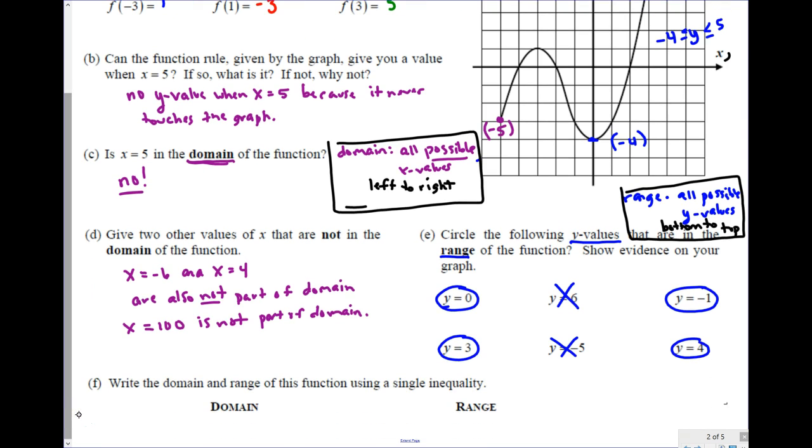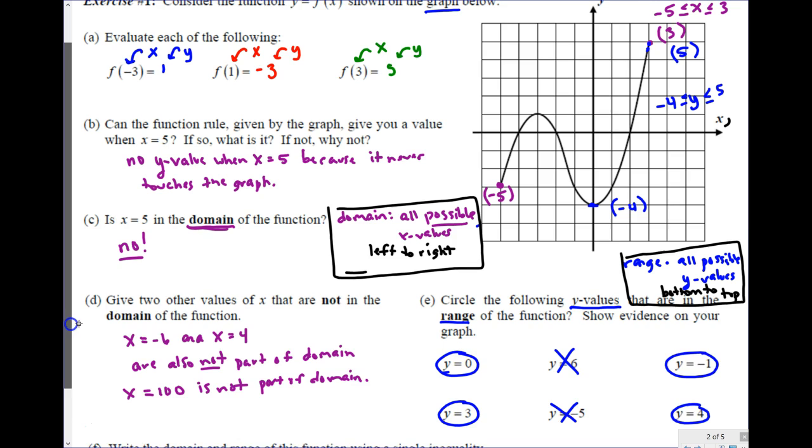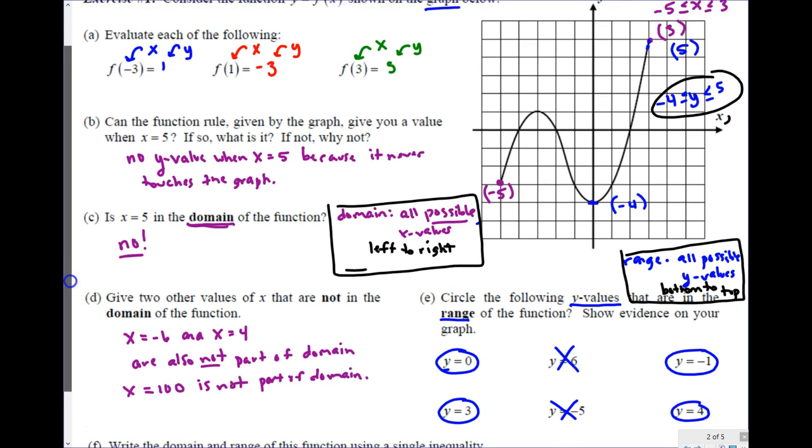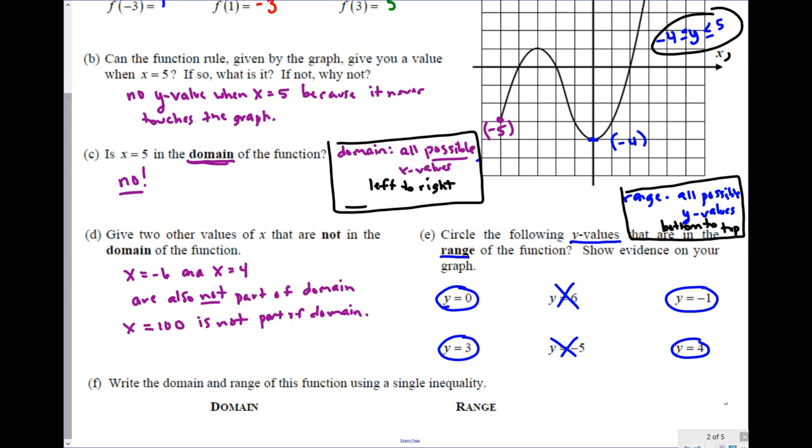Finally, F. Oh, I already did that. I did that here actually. Write the domain and range using a single inequality. That's basically what I did here. So here's my range: -4 less than y less than 5. You could also write it this way: -4 less than or equal to f of x less than or equal to 5. You'll see it both ways, so be careful.